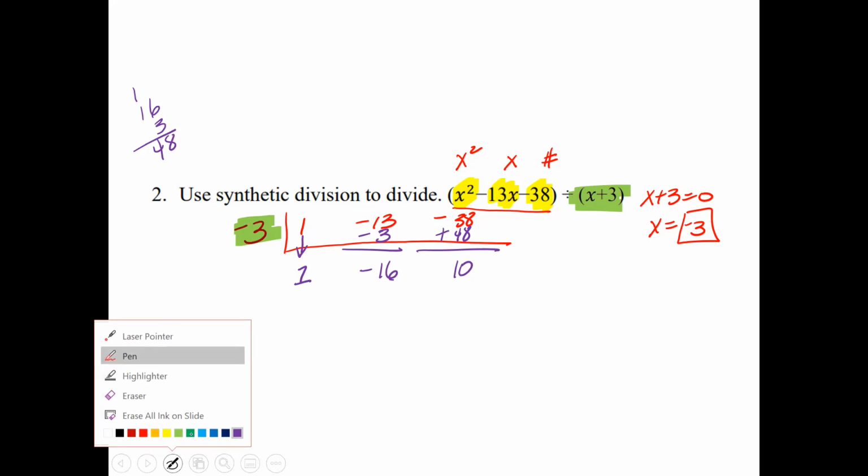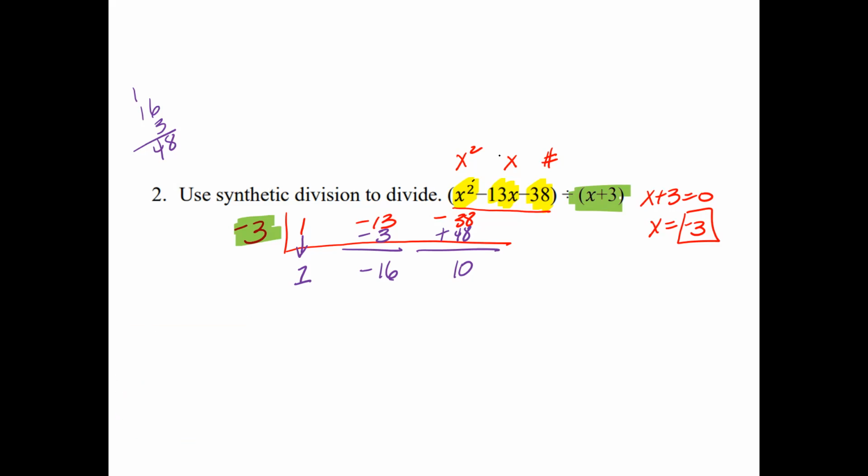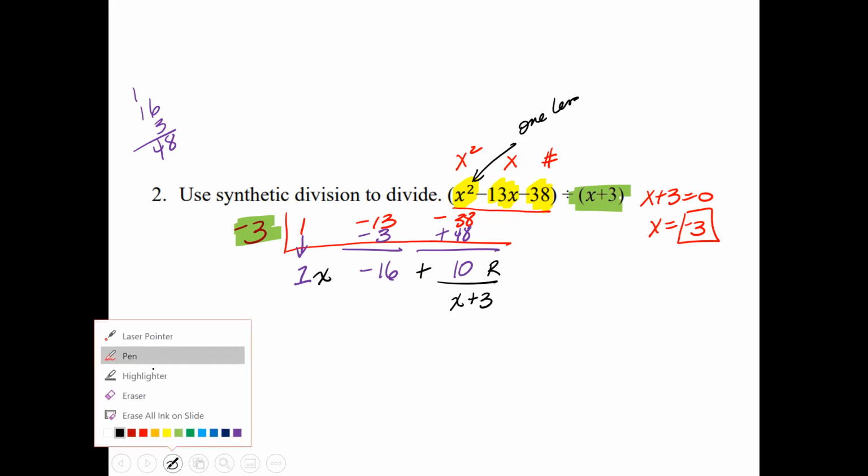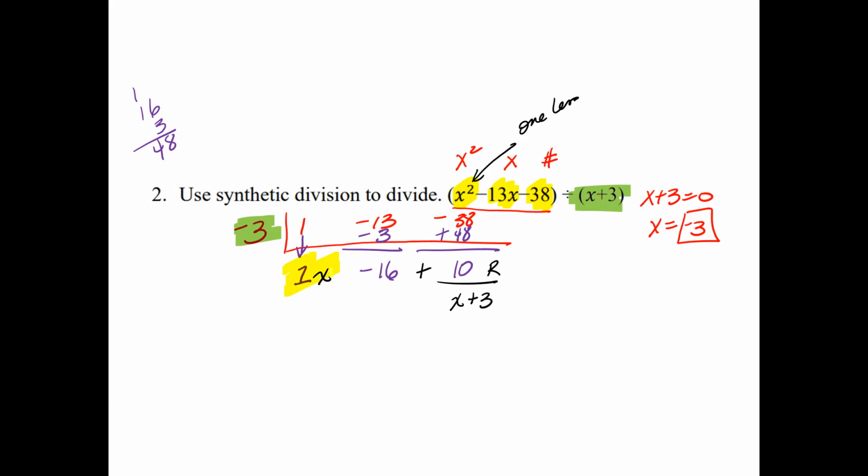And so that's your answer. Remember, you're always going to use 1 less power. So 1 less than x squared is just 1x minus 16 plus this 10, which is going to be your remainder, over the divisor of x plus 3. And this is your answer right here. Like that. If you were to do long division, you will have the same answer. I'm not going to show it to you because we already did it once with the last one, but you will have the same answer.